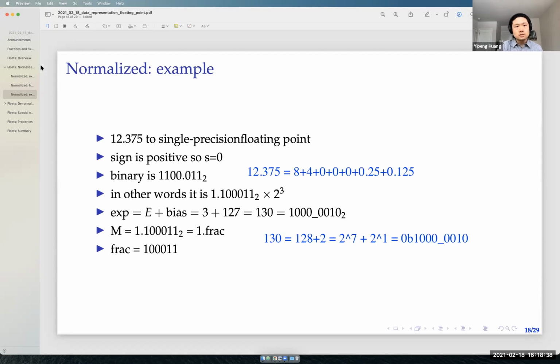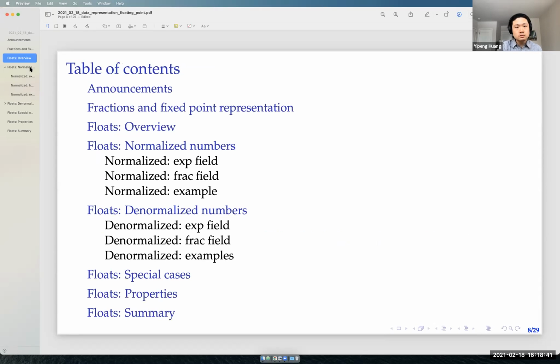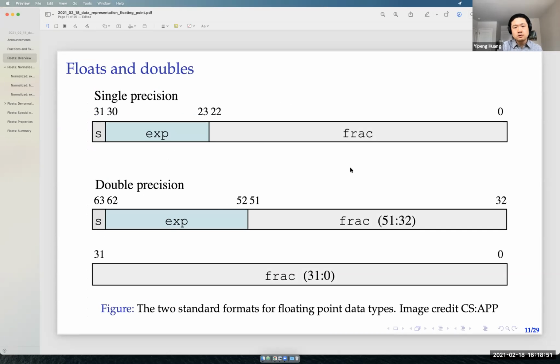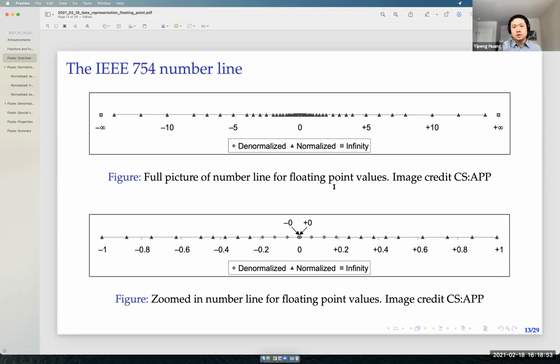Okay, so that is all there is to most of normalized floating point numbers. So now you have everything you need to interpret floating point numbers for almost the entirety of the number line. There's a slightly different case for parts of the number line that's really close to 0. For these, the floating point standard has a class of numbers called denormalized numbers. So we'll consider that next.